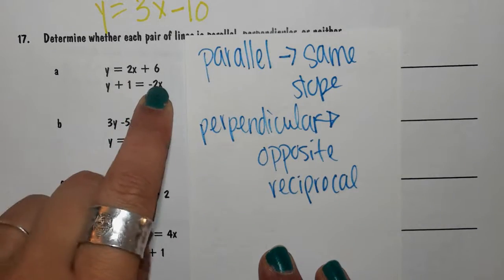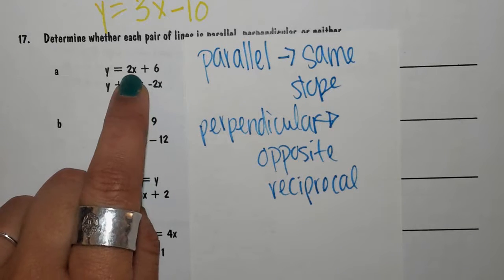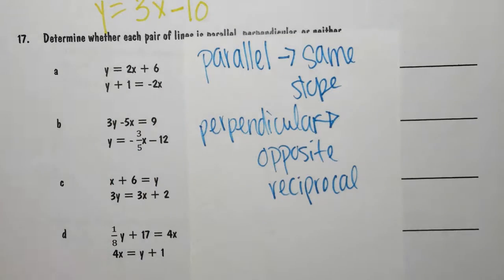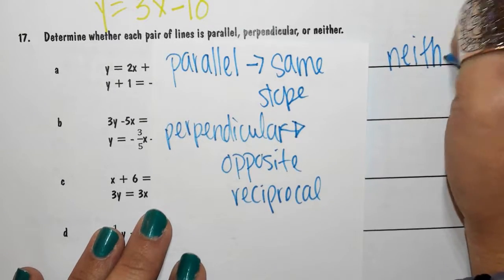Now let's look at this guy. This is our number in front of x, right? So that's my slope here. This is my slope. Now, these are opposite, but are they reciprocals? No. Neither.